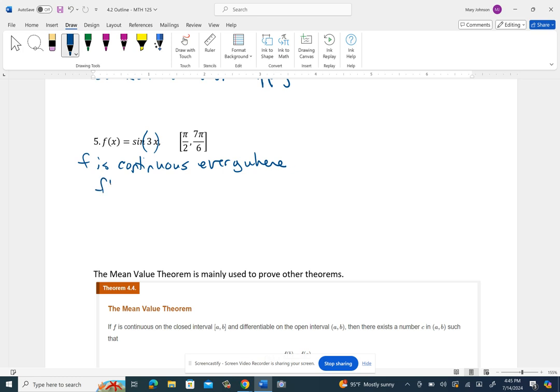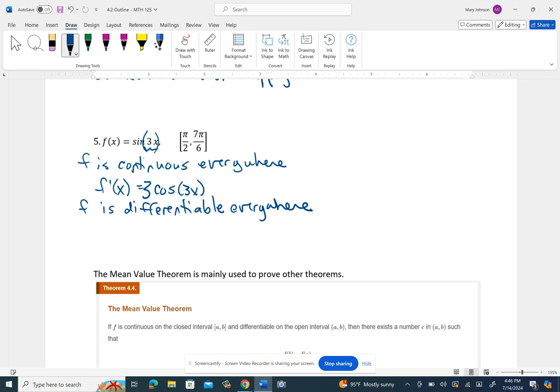And if you did the derivative of that, derivative of sine is cosine of the same input, and then the chain rule says go ahead and take the derivative of the inside function. So you'd get a 3 cosine 3x. Okay, so f is differentiable everywhere because f prime has no trouble spots.